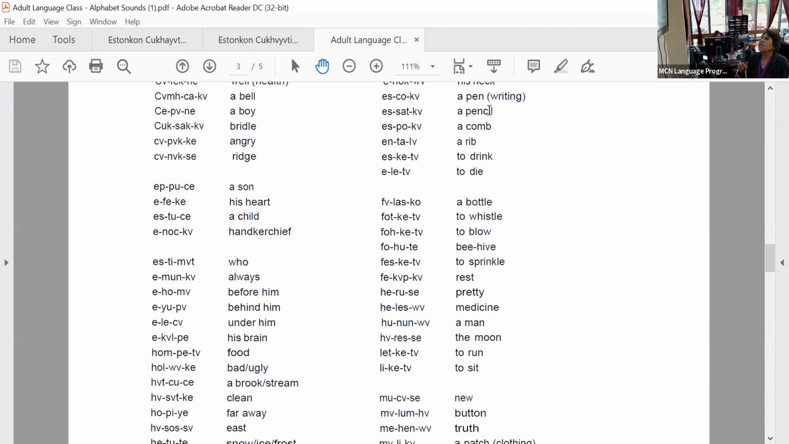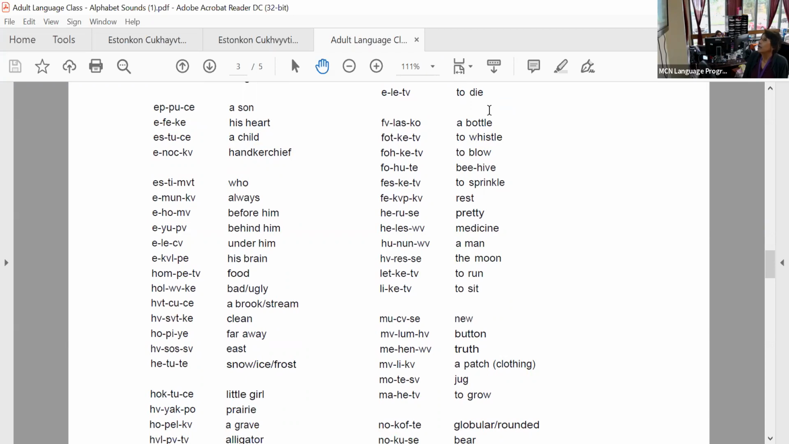Medicine, hiliswa. Honanwa is a man. That is gender, okay? This is gender right here. Hathisi, see there's the double consonant. Hathisi, the moon. Likid, to run. Lay-gid, hear that, to sit.